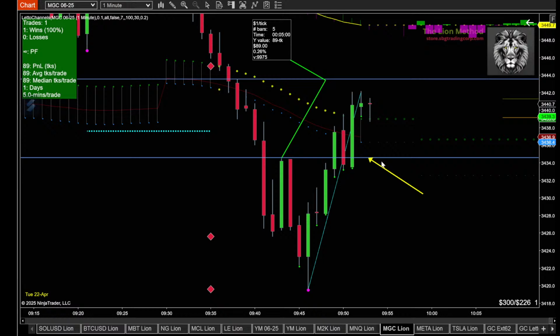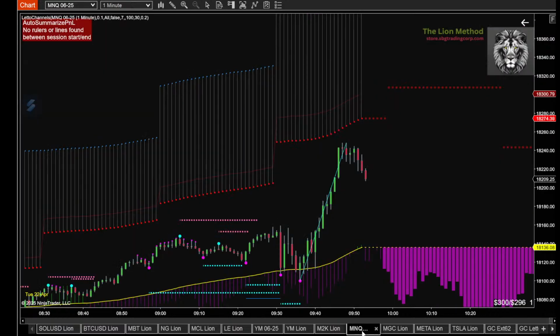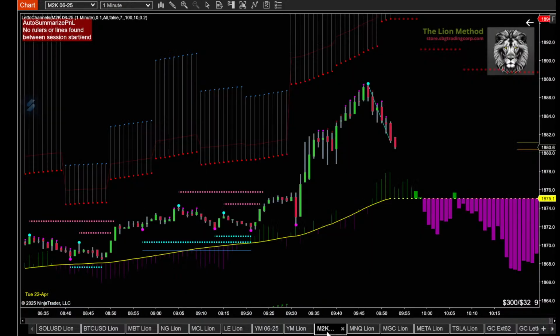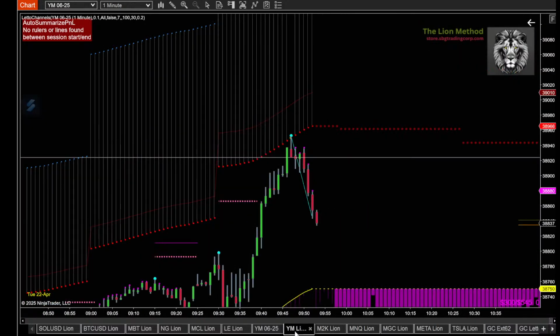I've just drawn a little arrow where that stop should be. It should be right at the entry point, which is that blue line. So we're in a risk-free trade here. We're either going to hit target or hit our stop in micro gold, micro NASDAQ, micro Russell. All right, well, we haven't gotten our sell signal yet, although that would have been a good one.